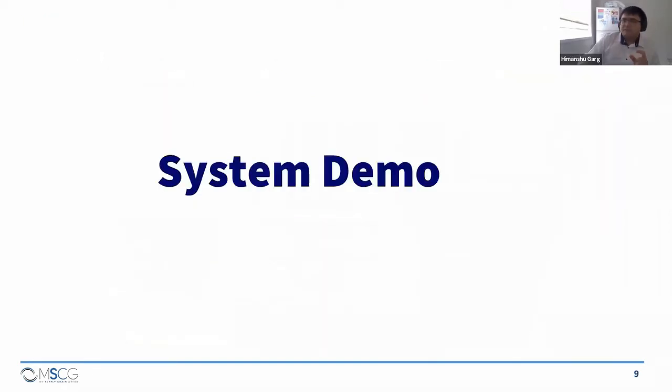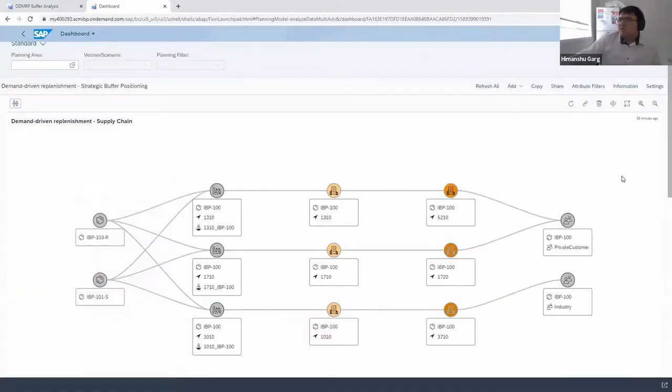I think that gives us a fair bit of theoretical background before we can jump into the system. So Himanshu, if you could drive us through a couple of web UI and Excel planning views. So I'll take you to the web UI. So the first step in the process, as we discussed, was to determine the decoupling points.